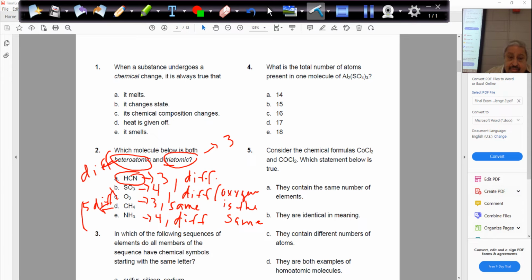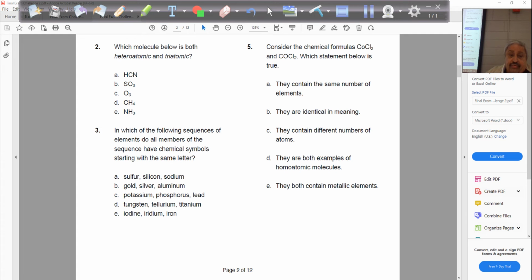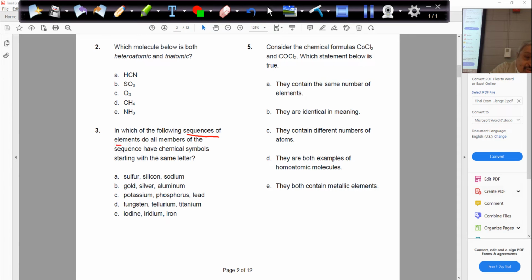So, number 3. In which of the following sequences of elements do all members of the sequence have chemical symbols starting with the same letter? That's a good one. If you look at the periodic table, look at the keyword here. What is the keyword? You have a sequence of elements. The second one, they have to have a chemical symbol with the same letter.